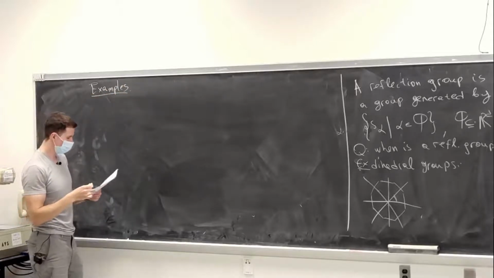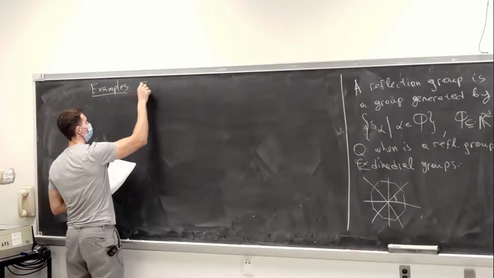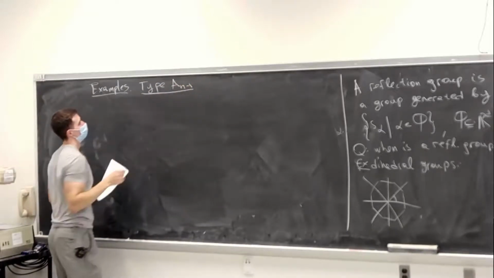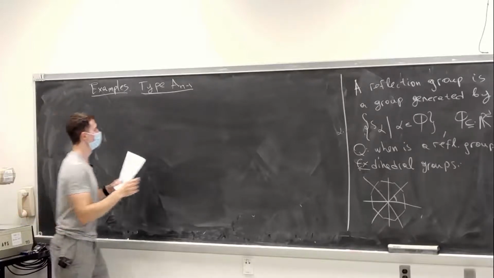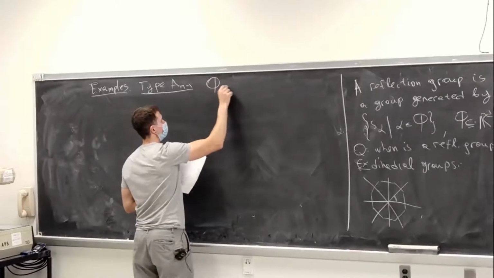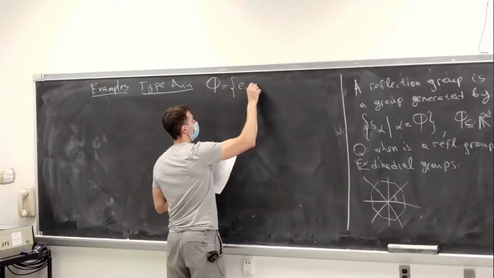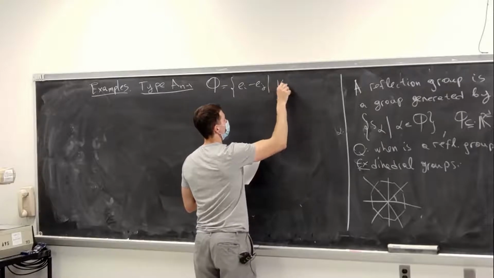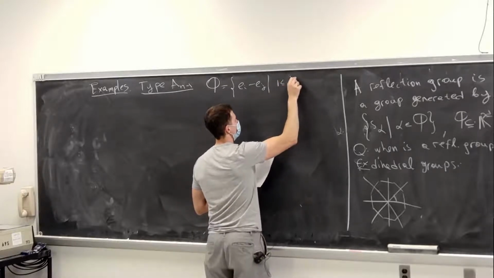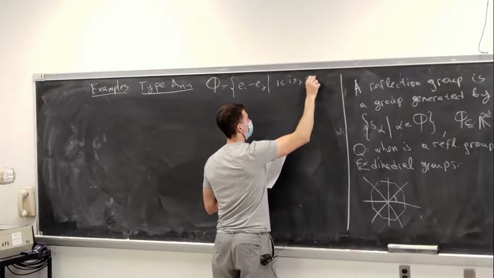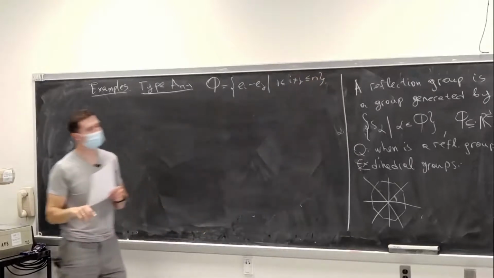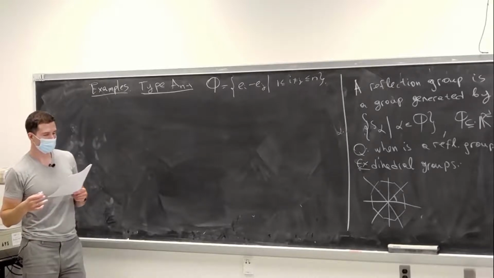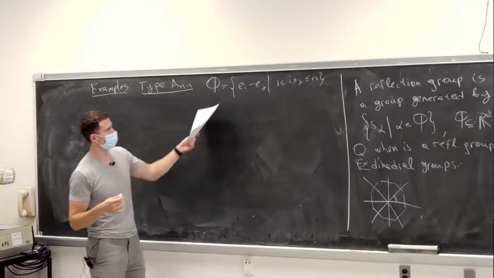And one example, well, the most important one, is the root system of type A_{n-1}. And what does this mean? This just means that your set of roots, by definition, is the set of all vectors of the form e_i minus e_j, where here the condition is slightly different: i just has to be not equal to j. Okay, and so let's check that this is a root system.